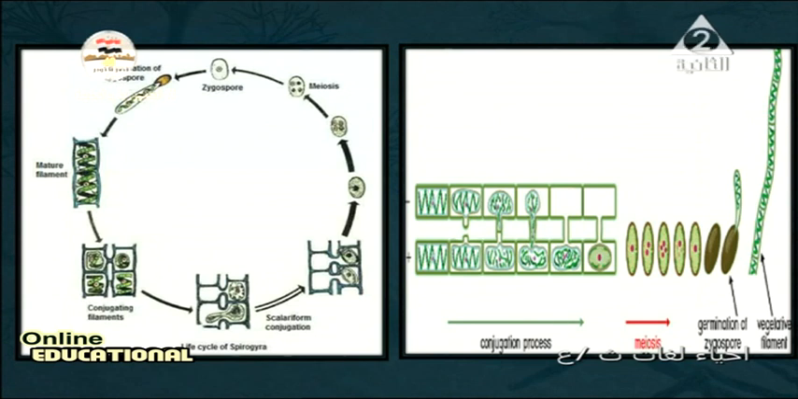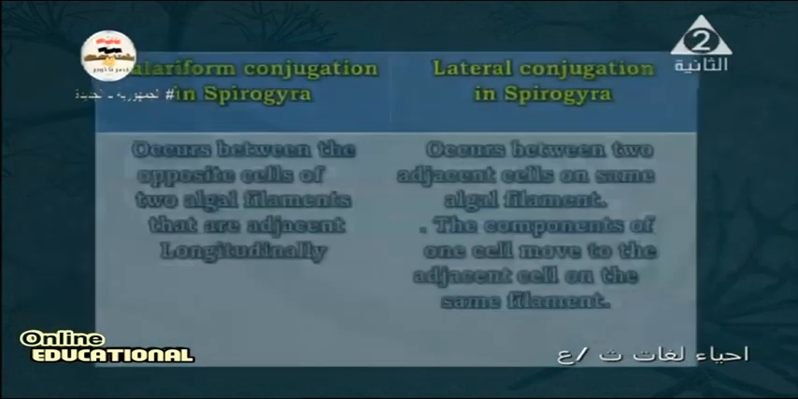Life cycle of Spirogyra. Conjugation occurs. This one filament on the right side shows what happens in one filament. One filament undergoes this type of reproduction, the conjugation process, and meiosis division to germinate and produce a new filament of Spirogyra.